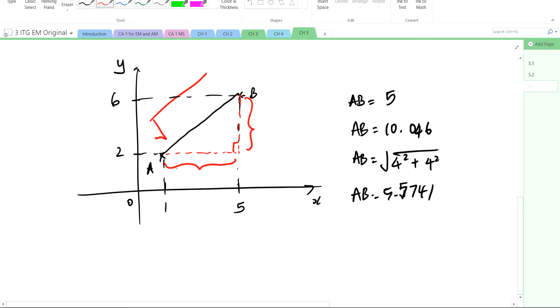So what is the horizontal length? 4. How do you get 4? 5 minus 1. Okay, so this is 4. So this must be 4 square, isn't it? Then plus, what is this length over here? 4 again, right? So 4 square. So this is correct. This gives us square root of 32.